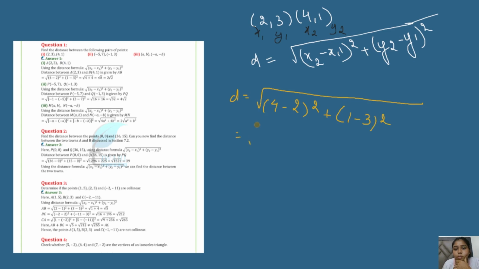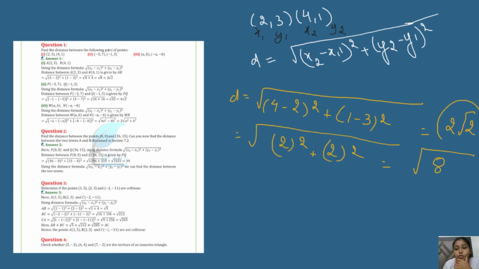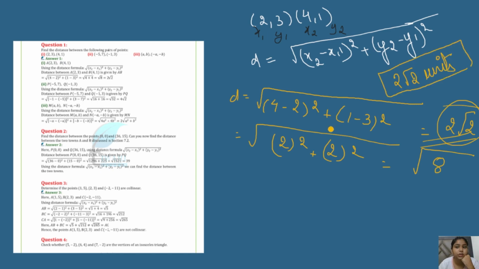So it will be 2 square plus (minus 2) square, that is 4 plus 4, which equals 8. Am I right? When you solve this, you will get 2 root 2 as your answer. This is the distance. In these questions the centimeter or meter units are not given, so this is the distance calculation. So always write units after you calculate the distance, right? Always write units. Similarly, like this, you have to solve other questions too.